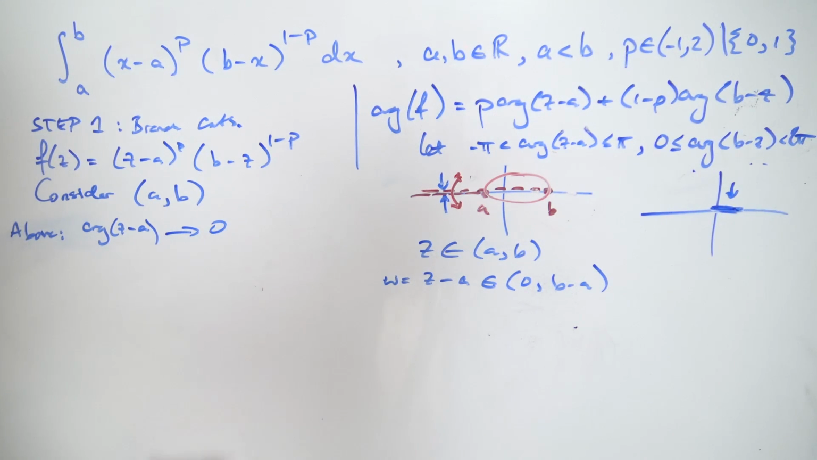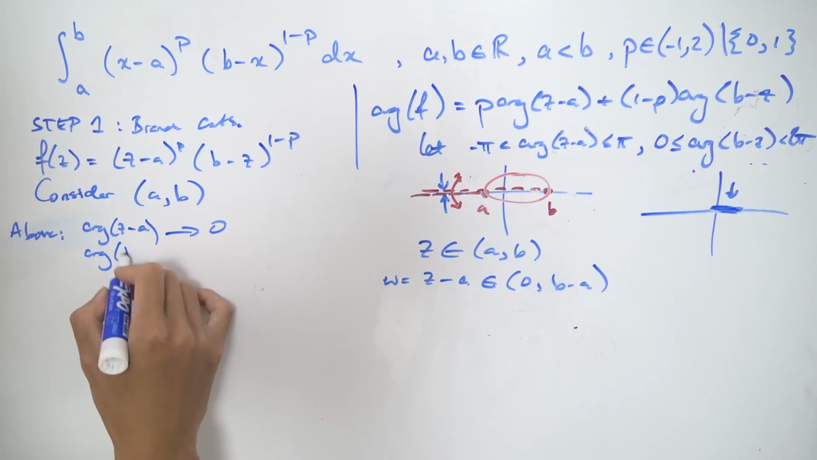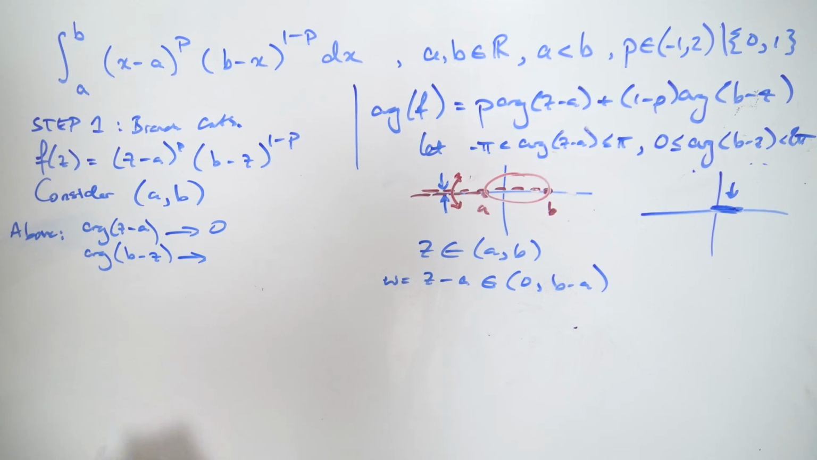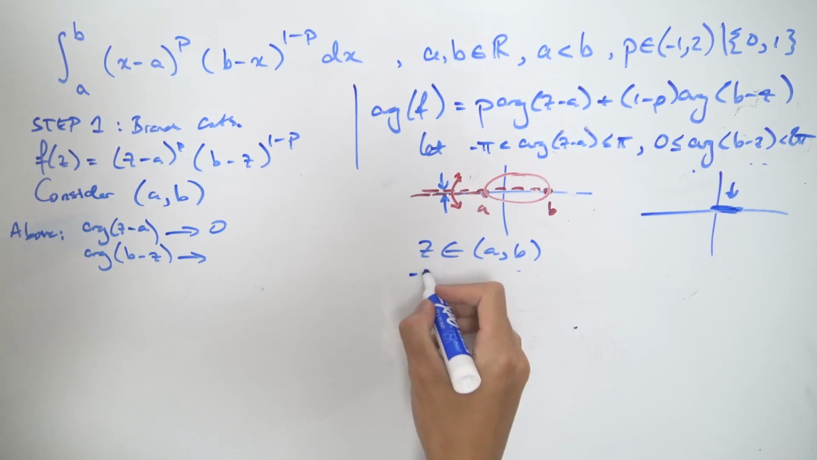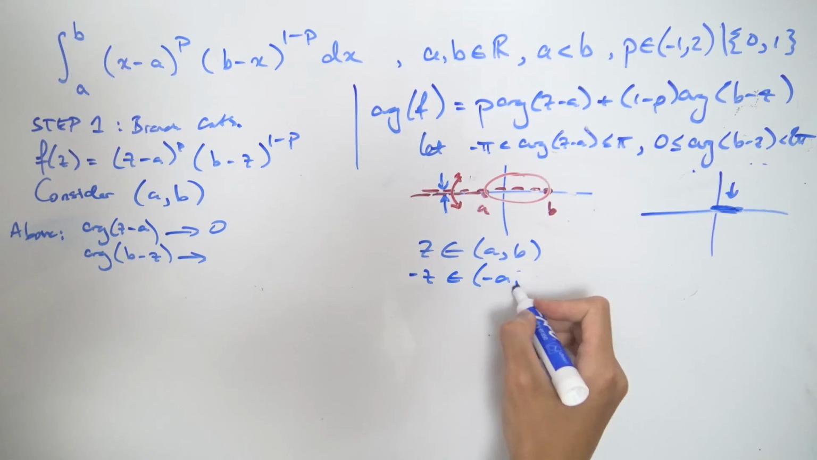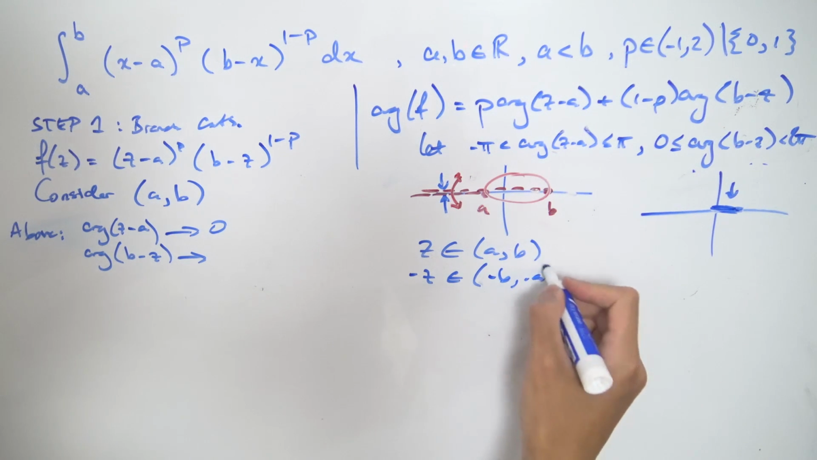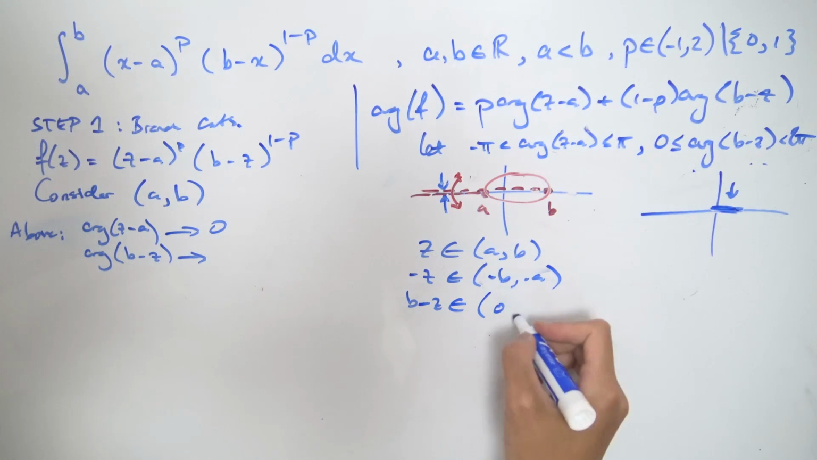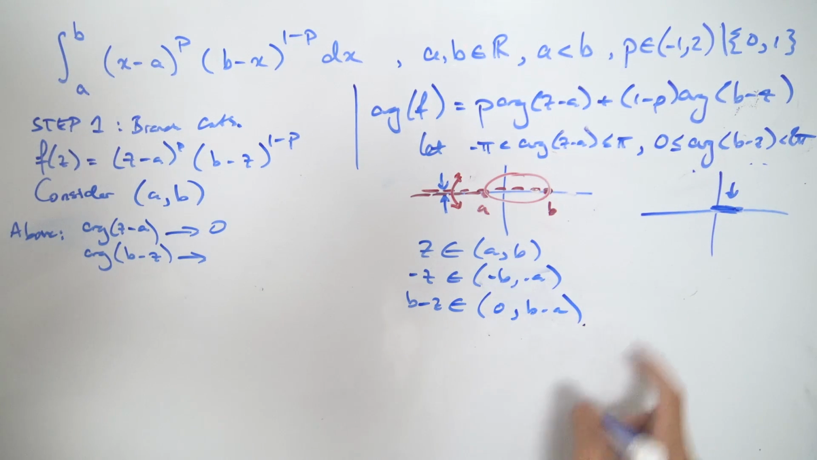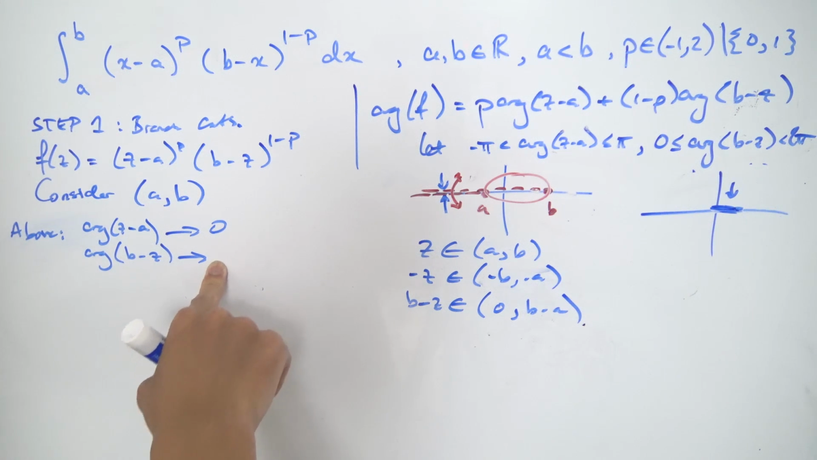So this is going to approach 0. And as for arg of b minus z, what is this going to approach? Well, z is on a to b, which means minus z is on minus a to minus b, or actually minus b to minus a, which means b minus z will be on 0 to b minus a, so the exact same interval over here.